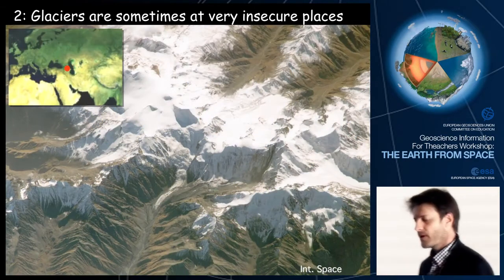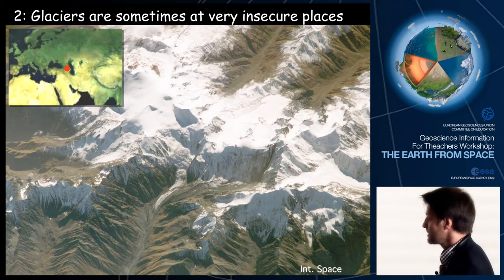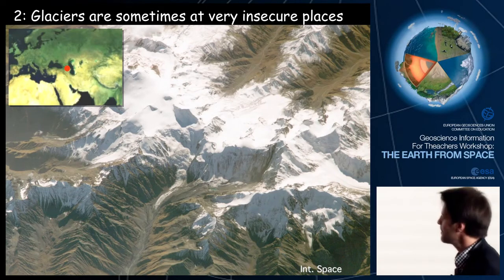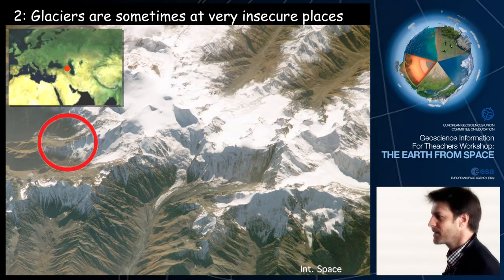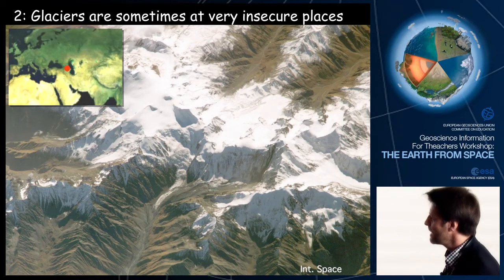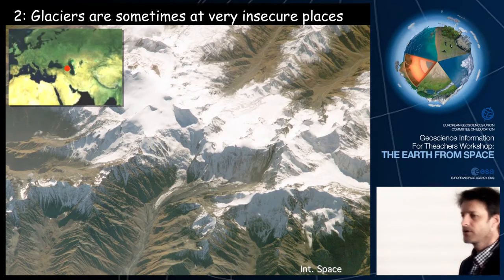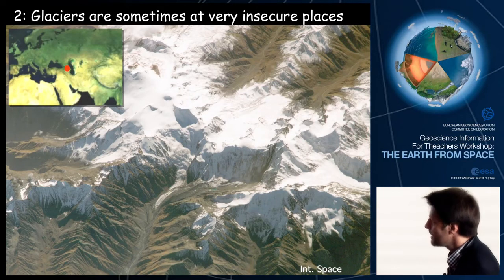Secondly, glaciers are sometimes at very unsecure places. This is an image from the International Space Station. It's the border between Russia here, South Georgia, and Chechnya to the left. And actually this was the source of a big ice avalanche which rushed down here and killed 140 people some years ago. And I worked there also in analyzing this event.